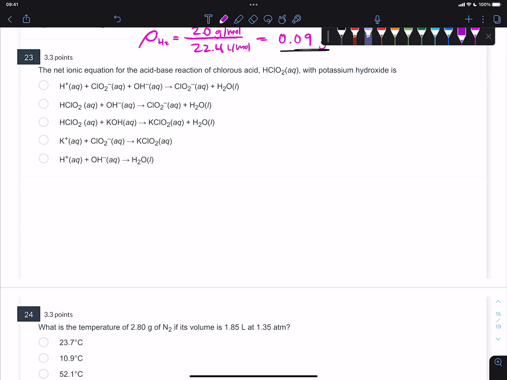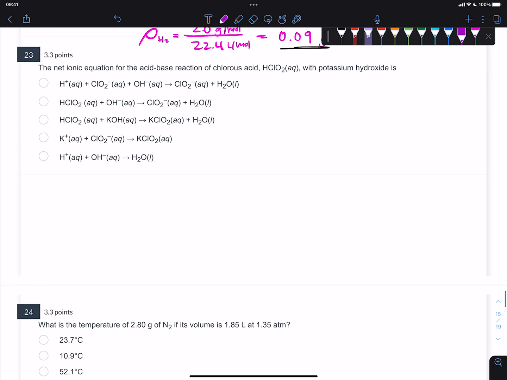Number 23 says the net ionic equation for the acid-base reaction of chlorous acid with potassium hydroxide is. You might want to just try writing it out yourself. So it would look like HClO2 plus potassium hydroxide, which is KOH, and you get, and think about what could possibly form.